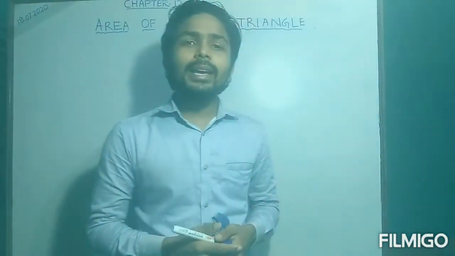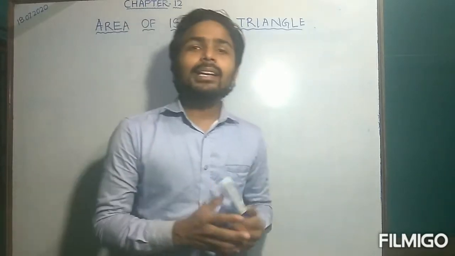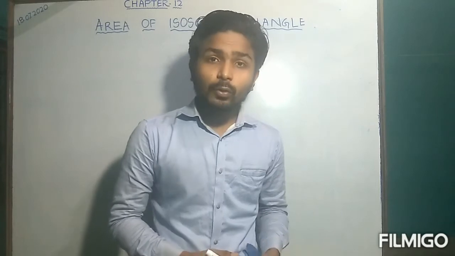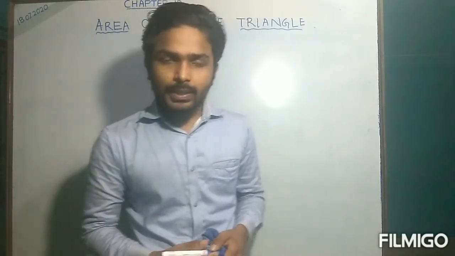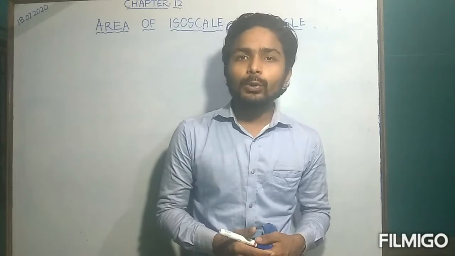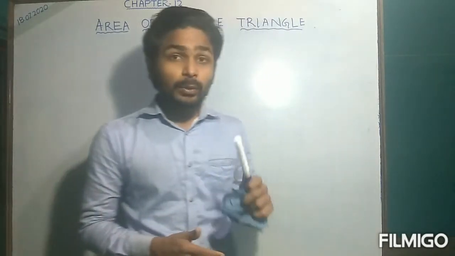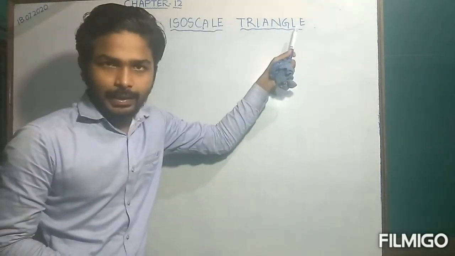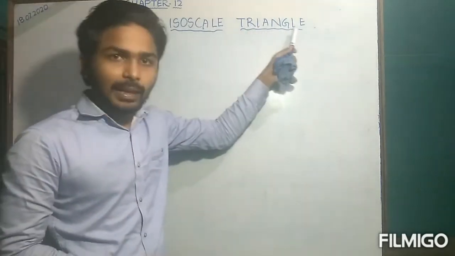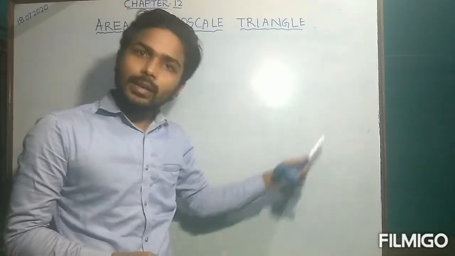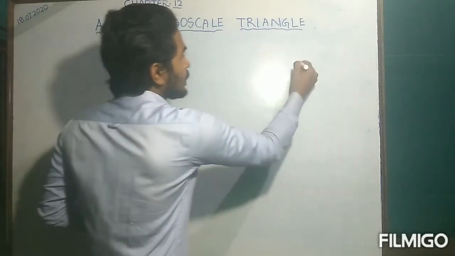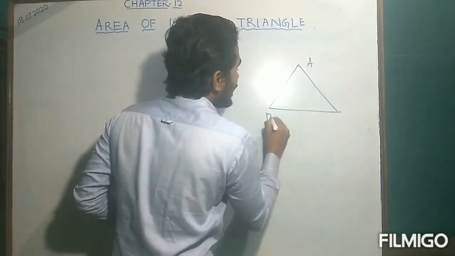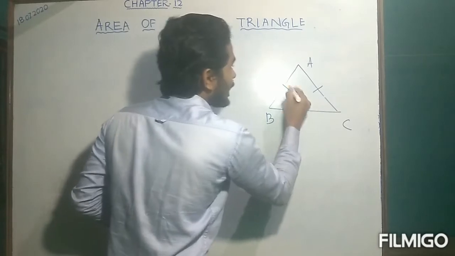Hello students, so today we will discuss finding the area of an isosceles triangle. We have already completed how to find the area of an equilateral triangle by using the formula root 3 by 4 into side square. And today we will discuss how to find the area of an isosceles triangle. An isosceles triangle means a triangle in which two sides are equal.